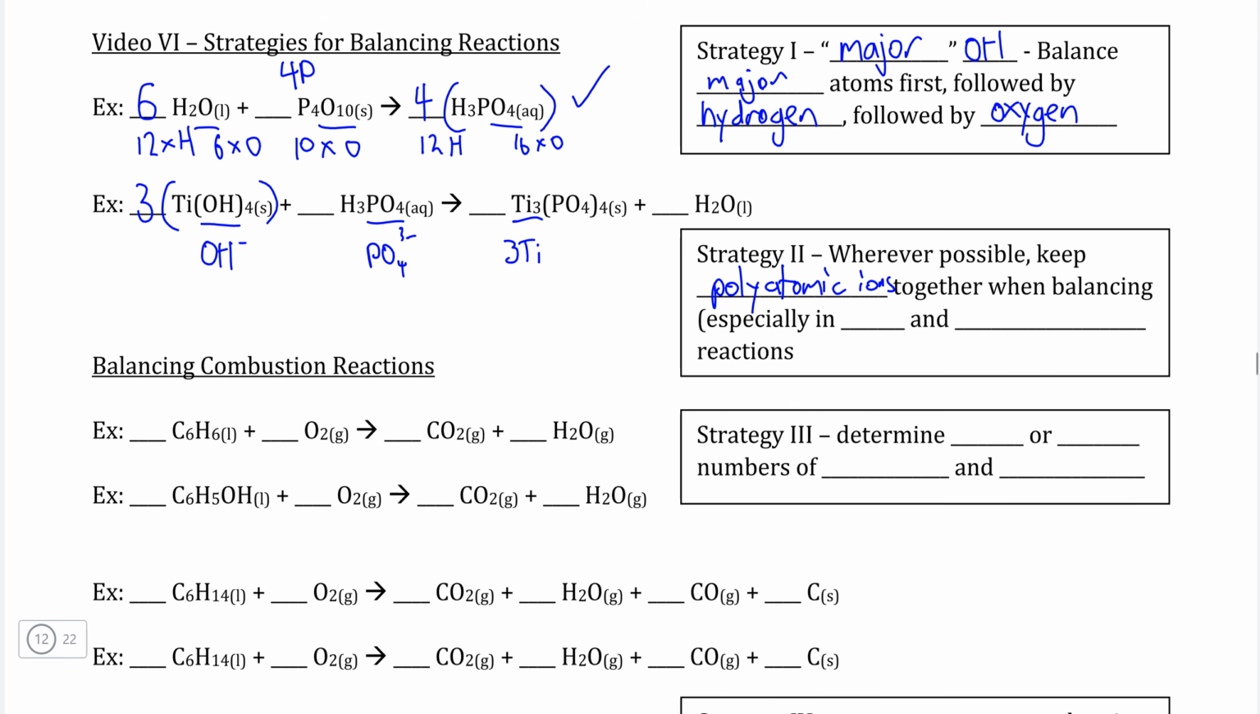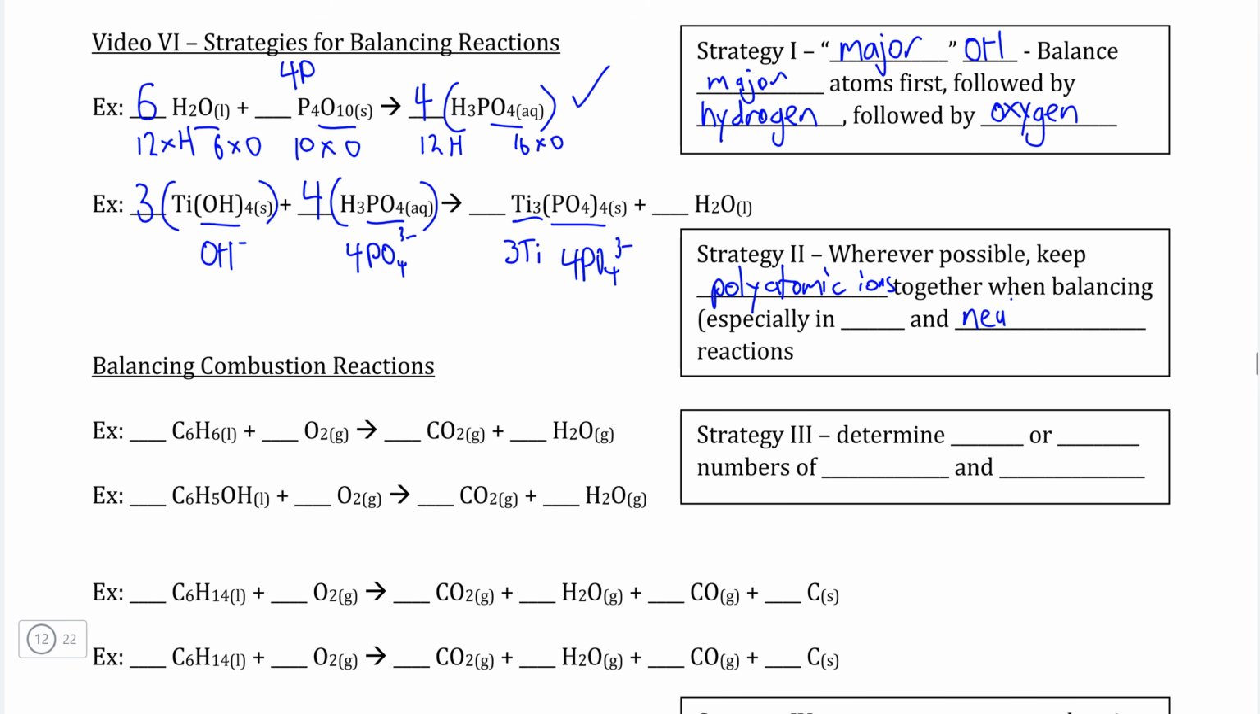For example, we can see that our product side has 4 phosphate polyatomic ions, whereas our reactant side only has 1, so we can add a balancing coefficient of 4 here in order to balance out phosphate like this. Now this also applies to hydroxide, but there's a little bit of a trick to it.